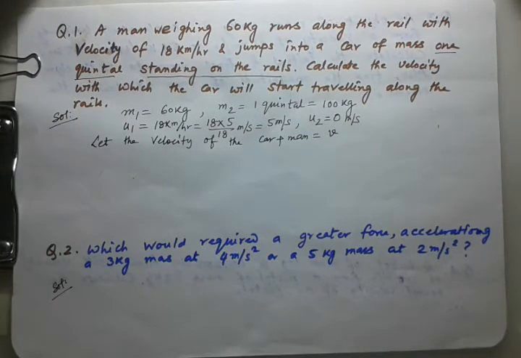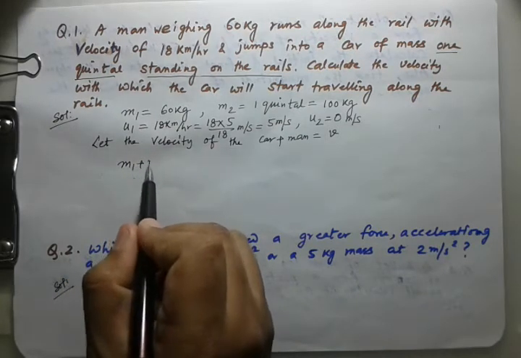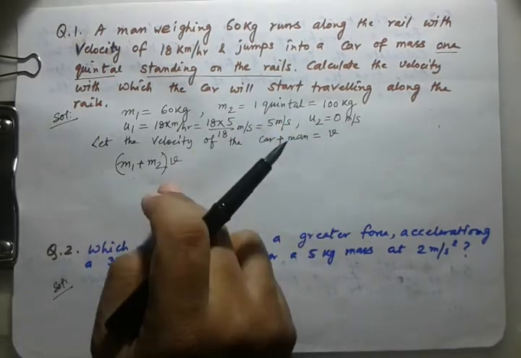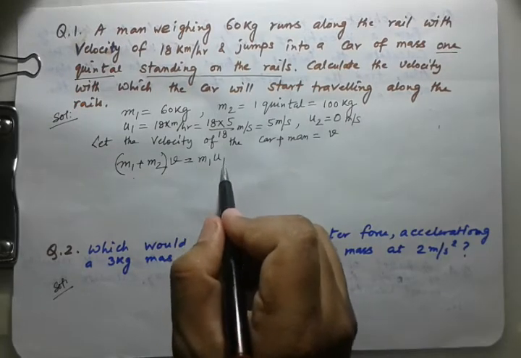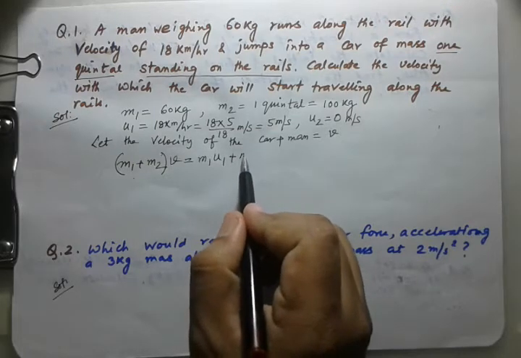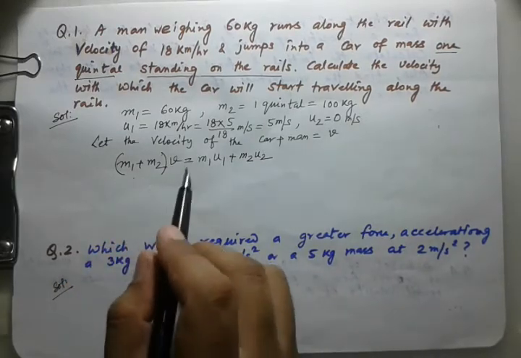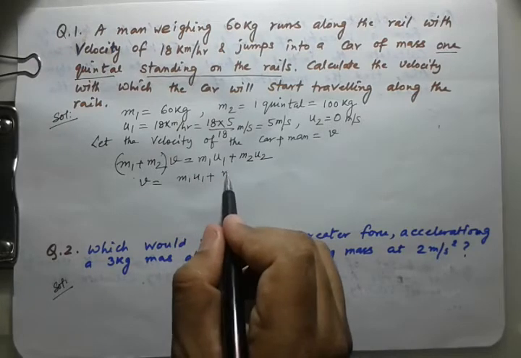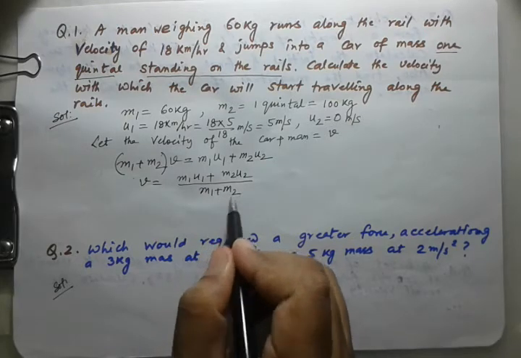So now you have to use the formula of conservation of linear momentum. So you can write (m1 plus m2) into v, after the man jumps on the car, is equal to m1 u1 plus m2 u2. That's it. So now you have to solve this. So v you have to find out. So v is equal to (m1 u1 plus m2 u2) by (m1 plus m2).